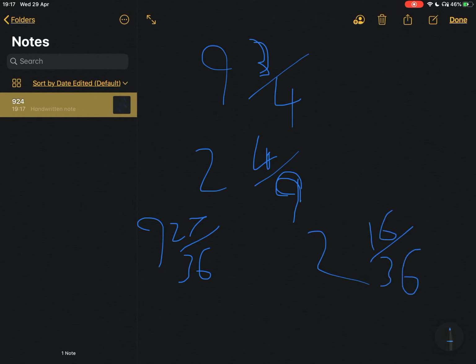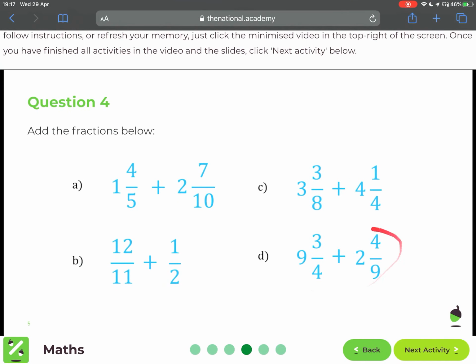Now we need to add those together, which would make 11 and 43, 36, which would be 12 and 7, 36. So this question would be 12 and 7/36. That might have been a big mouthful, but after you've done that, go back, mark your answers.